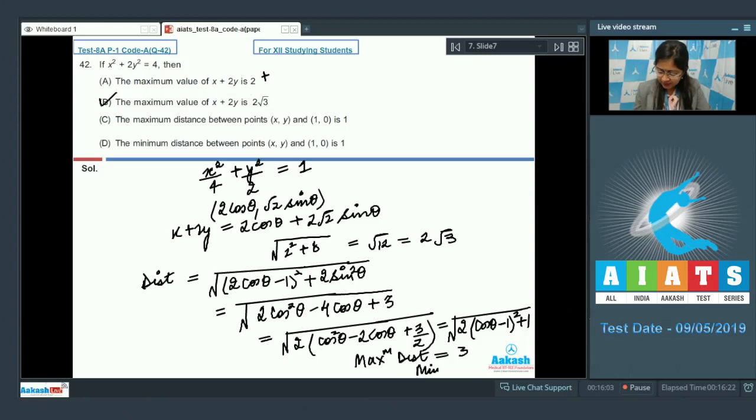And its minimum distance will be when cos theta is equal to 1. So the minimum distance will be 1. So from the given options, it can be seen that option number D is the correct answer. So the answer of this question will be option number B and D.